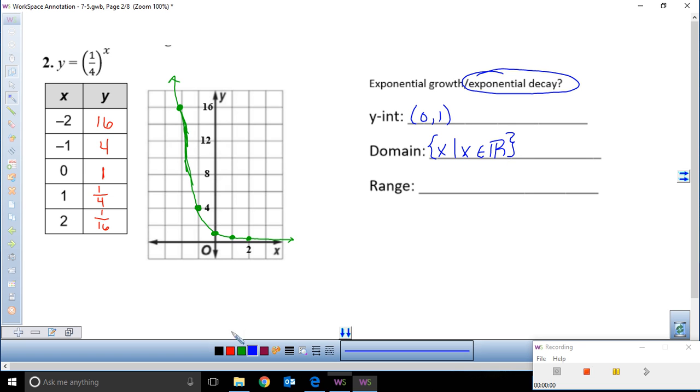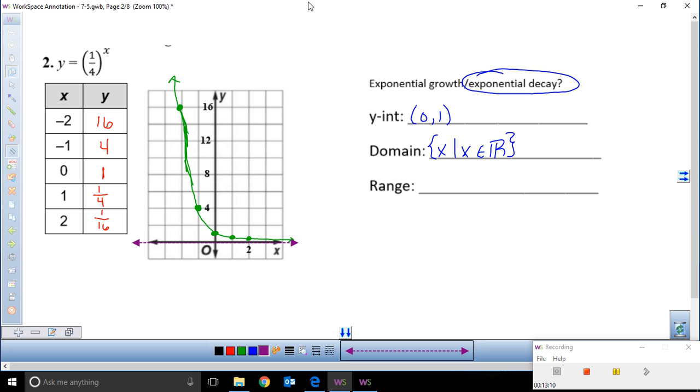And then again, my range is what possibilities I could get for my y-axis. So if I look at my y values, I'm going to notice that I'm getting smaller and smaller and smaller. But again, as you can see, we're not touching that y equals 0, and we're not crossing it, because I can't put anything in for this variable that will give me a negative number or a 0 back. So that means there's going to be an asymptote at y equals 0.